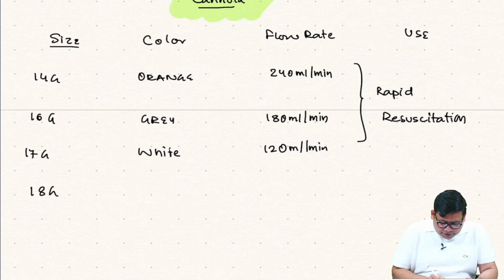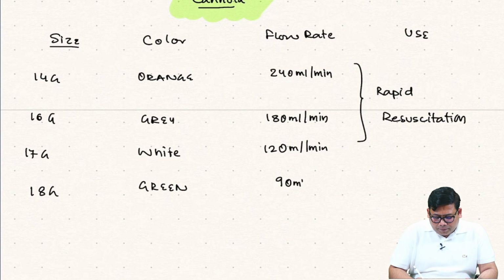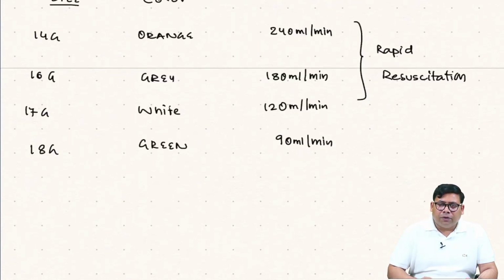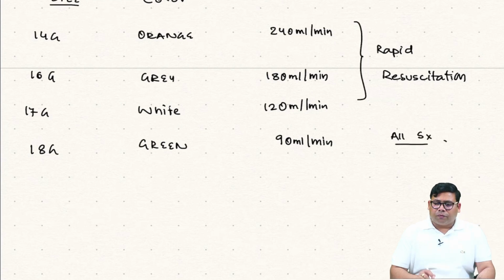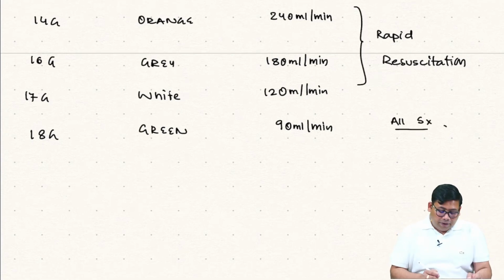Then we have 18G, this is the green that we have, and do you know the flow rate is 90 ml per minute, and this is the cannula which is required for all surgeries. So for all surgeries we prefer to use a green, not a pink.